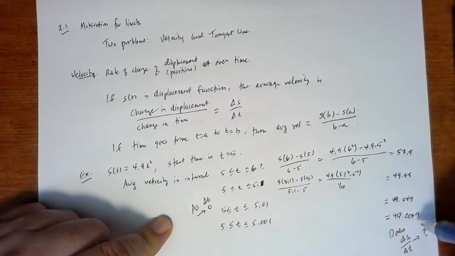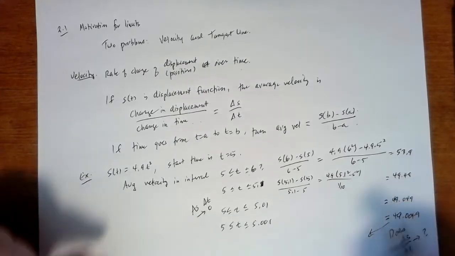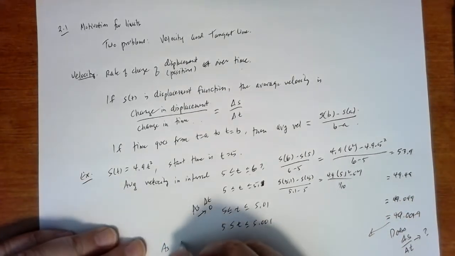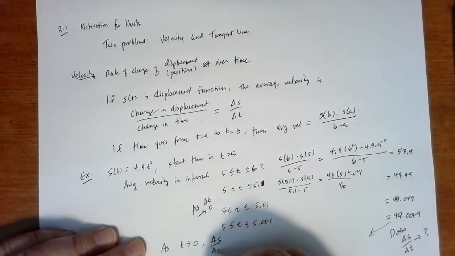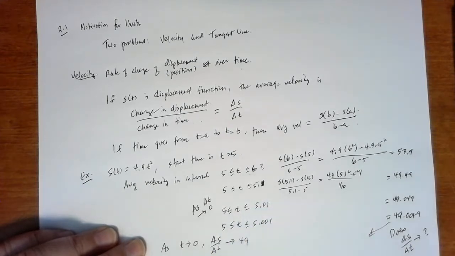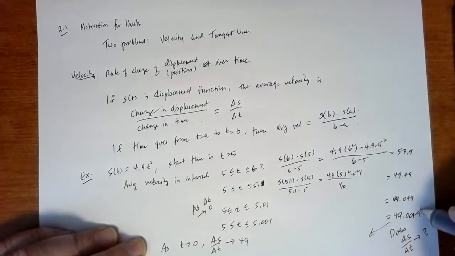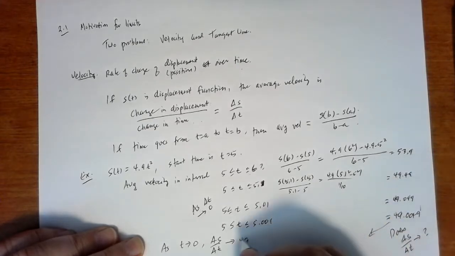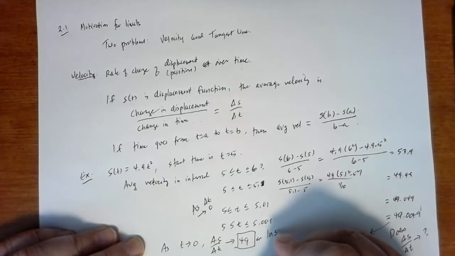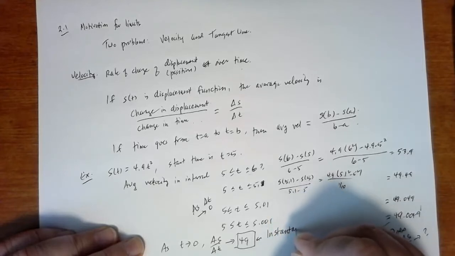And it sure looks that way. In this case, it looks like as t goes to 0, the average velocity goes to 49. That's what we're going to predict based on these numbers. And so this 49 right here is what's going to be called instantaneous velocity.